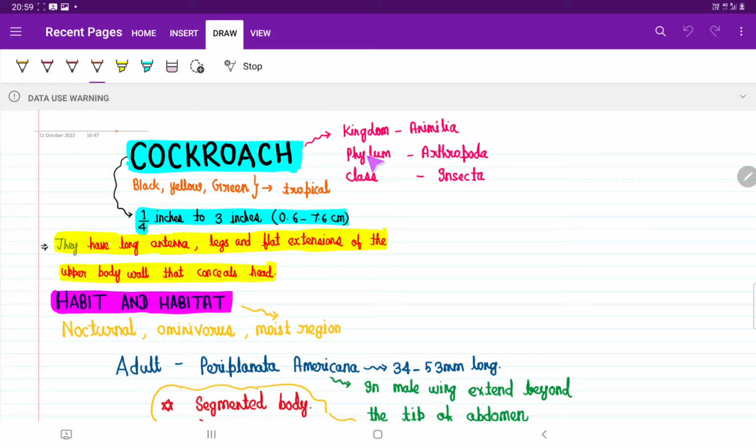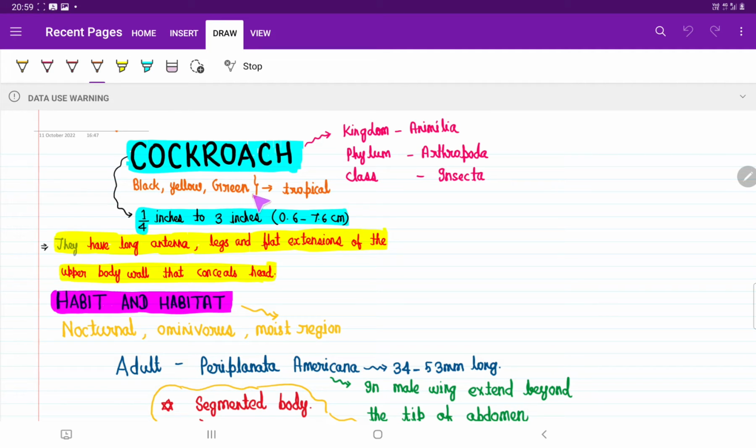So wherever moisture is there and that region has organic matter, you will find a lot of cockroaches there, right? Like in the kitchen. So our cockroach belongs to kingdom Animalia, phylum Arthropoda, and class Insecta. And these are black, yellow, or even sometimes green in color, right?